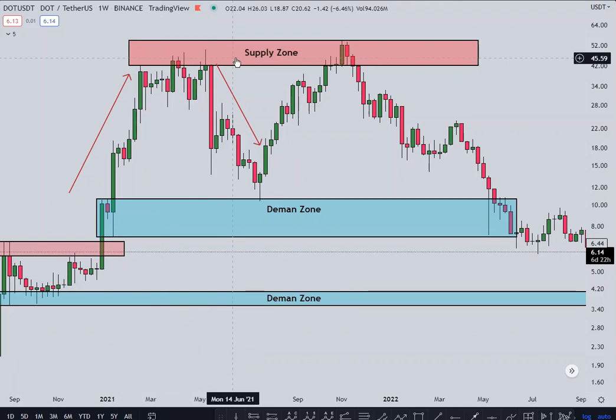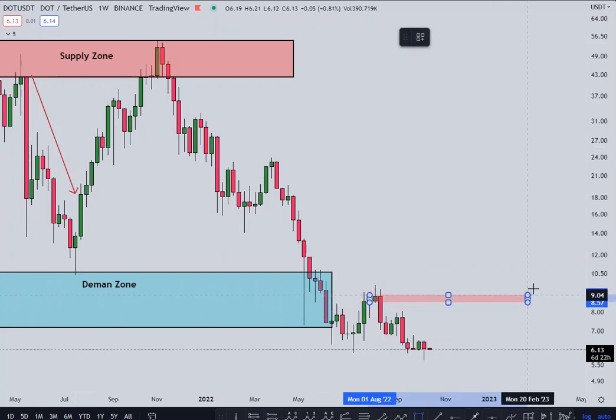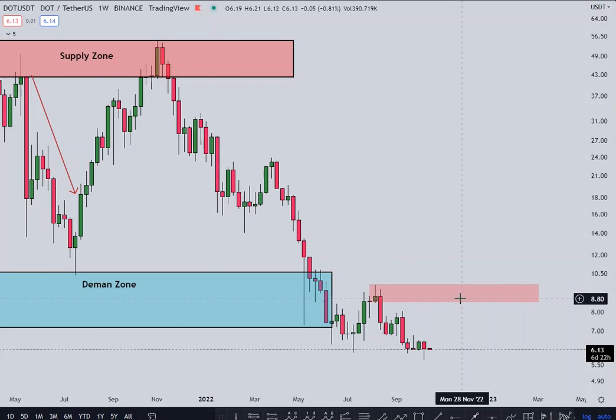A supply zone is the price area at which traders usually sell their assets. This area is presented above the current price. For example, if the price is here, usually the supply zone is above the current price, where the highest selling interest or potential exists. For example, here in this area, we can say we have a supply zone.